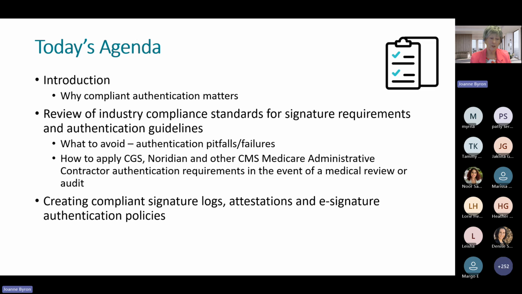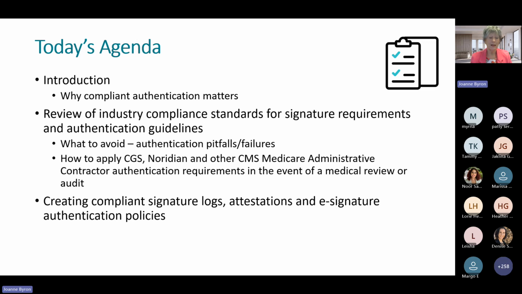Today's agenda, first we're going to talk about why authentication matters and what signature guidelines there are that need to be followed. We're going to review industry compliance standards and what the authentication guidelines are that you need to be aware of. Also, how to avoid pitfalls and failures from what other people have done. And I'll share some of my CMS auditing experience with you on things that I have found so that you can make sure that you're not making the same types of mistakes that may have gone undetected.